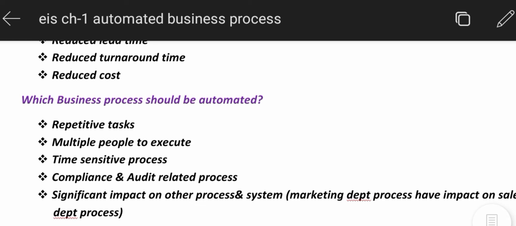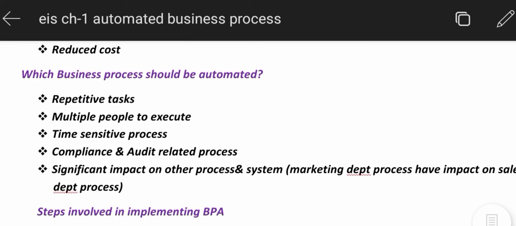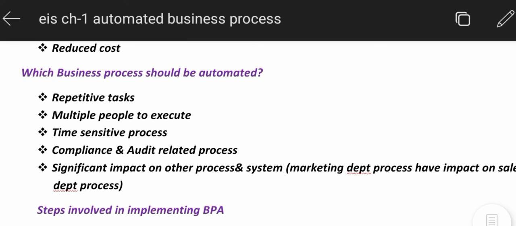Now coming to time-sensitive processes. For example, the spinning process takes 6 months. Now when I automate the spinning process, it takes just 2 months. So that type of process can be automated. Now, any other process relating to compliance and audit, such as internal control and accounting, can be automated.